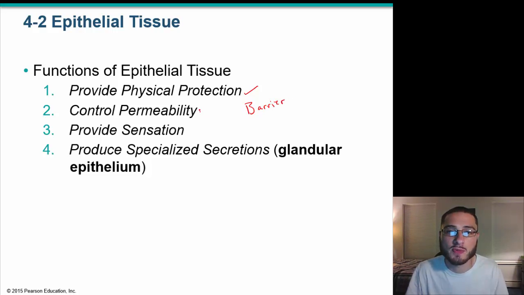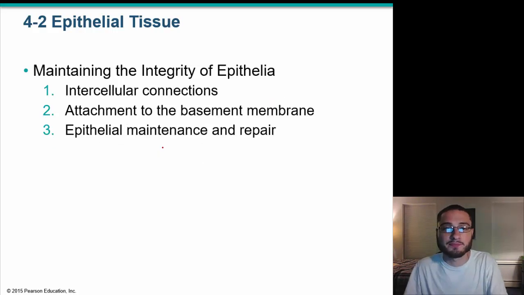It also controls permeability: what's going to be able to be absorbed in the skin, what's going to be able to leave as far as sweating. It provides sensation. Without our skin, we wouldn't be able to have a sense of touch or sense feel. You wouldn't be able to know if it is hot or cold outside. And then it also produces specialized secretions, which is more specifically the glandular epithelium.